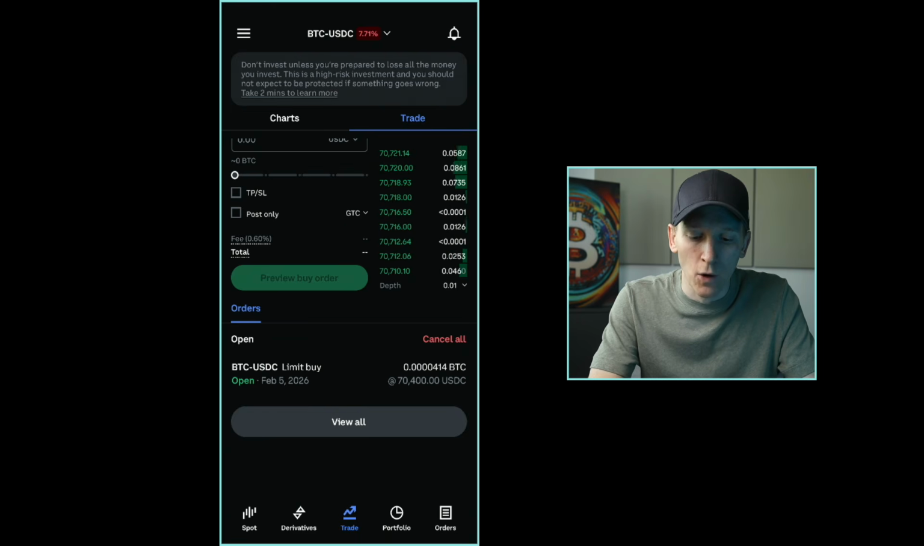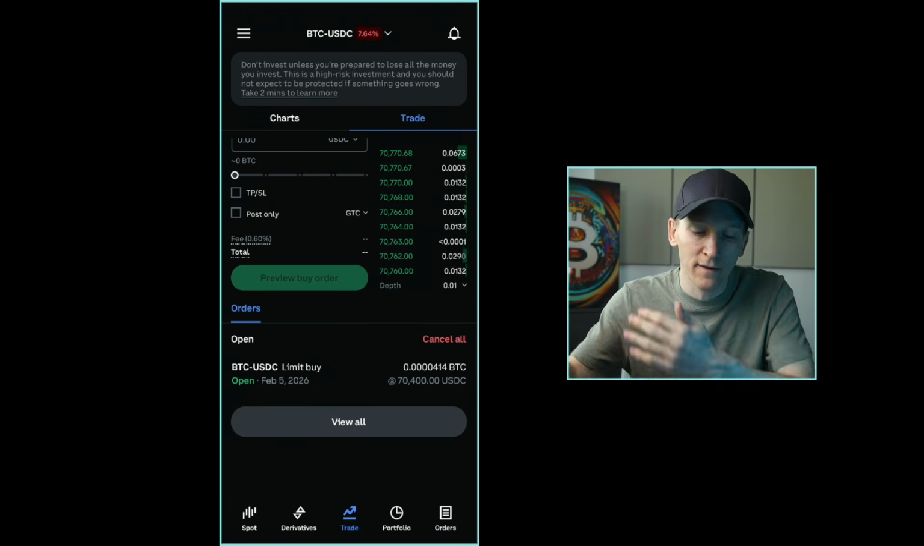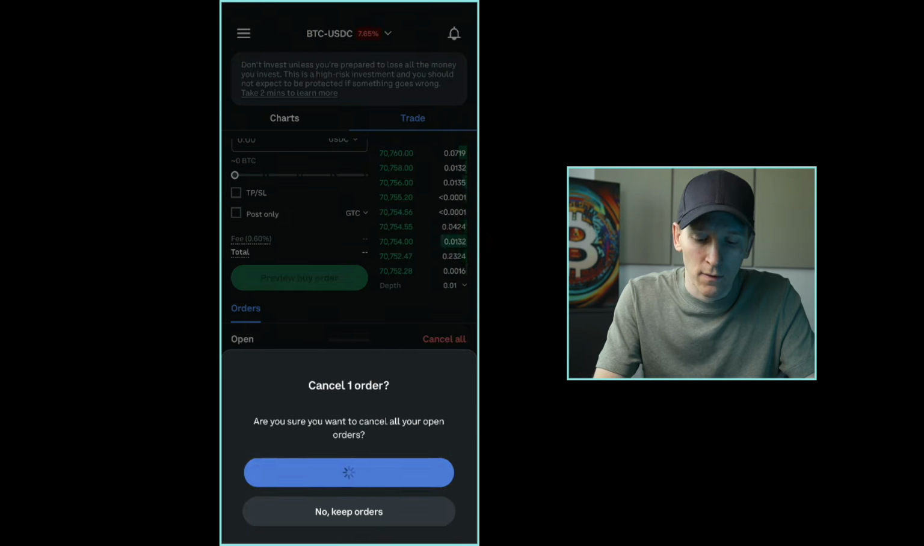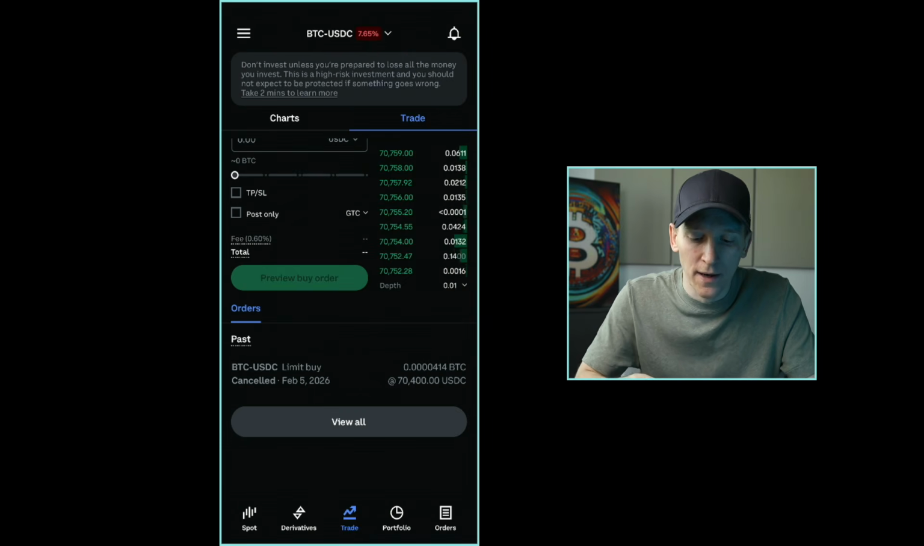The reason my order is open is because my limit price is 70,400 and the price is higher than that, which means no one's going to sell to me. But my order is open, it's on the system, and that is going to be there pretty much forever unless I cancel it or unless the price falls and I trade. If you want to cancel this buy order, right hand side, just press cancel all. You can see that. Yes, I want to cancel the order, and that's out. You don't pay any trading fees here. You only pay trading fees when you actually exchange assets.